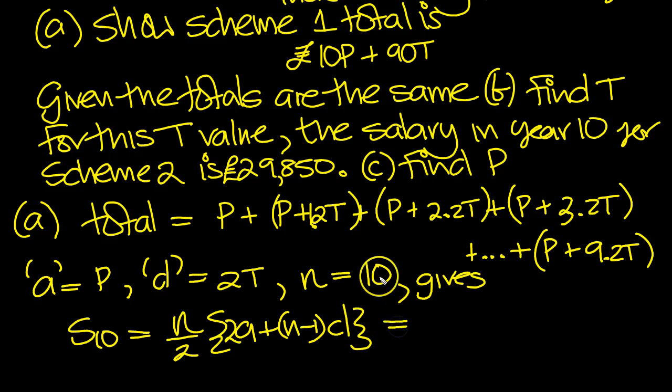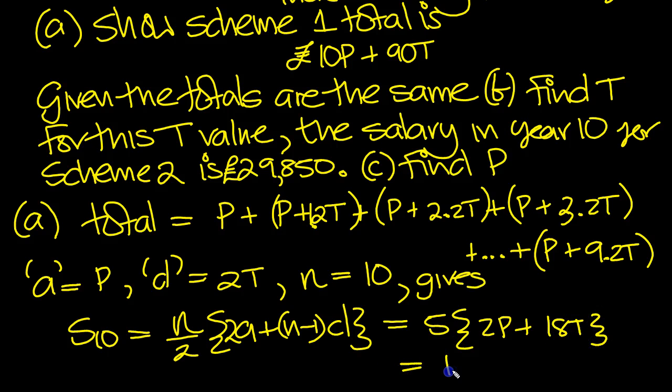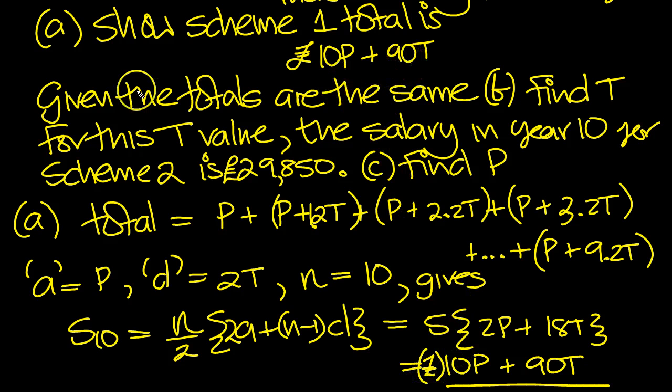So let's put the numbers in then. 10 over 2, which is 5, 2a, which is 2p, plus n minus 1 is 9, times 2t, and 9 times 2 is 18, so 18t, which is equal to 10p plus 5 18s are 90t, and that's in pounds. Okay, which is what we wanted to show.